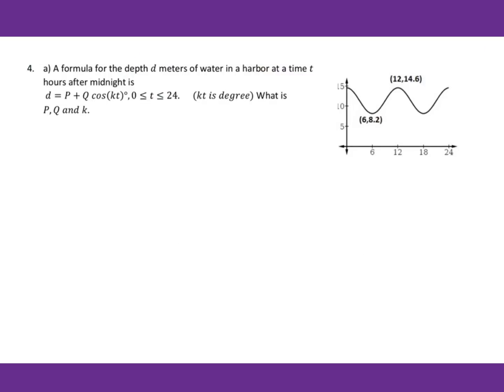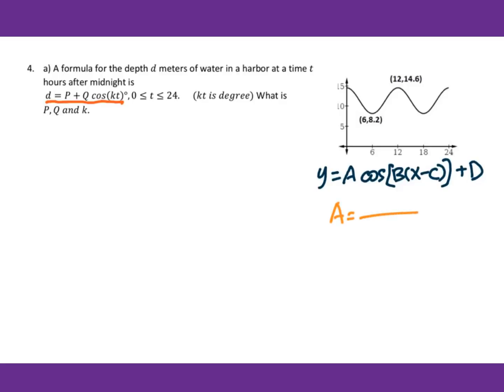For number 4, a formula for the depth d meters of water in a harbor at a time t hours after midnight is given. This trig function. What's p, q, and k when t is between 0 and 24? First of all, we got to know the transformation form. The trig function is y equals a cosine b x minus c, then plus d.